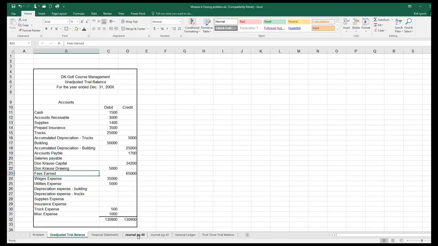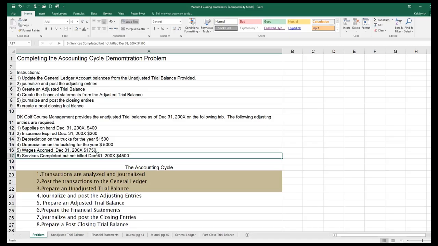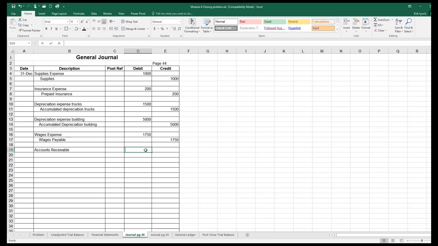So this adjusting entry will be accounts receivable, and the amount that we are going to bill is $4,500. And we're going to record the revenue, fees earned, $4,500. All right, so those are all of our adjusting entries.